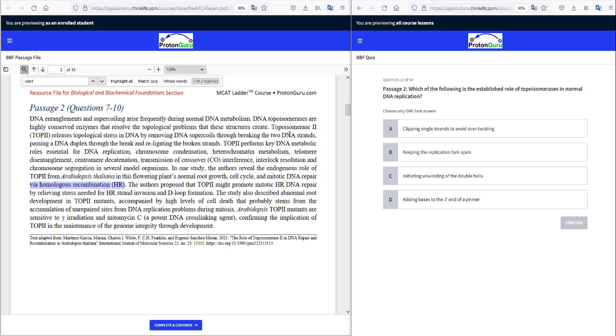Here's one we don't need to hunt through the passage for. Which of the following is the established role of topoisomerases in normal DNA replication? So we don't need to read about anything abnormal here. If you recall back to our DNA replication repair discussion, the topoisomerase is responsible for clipping the single strands temporarily so that while we're unwinding another segment, it doesn't over-twist one section of the DNA.